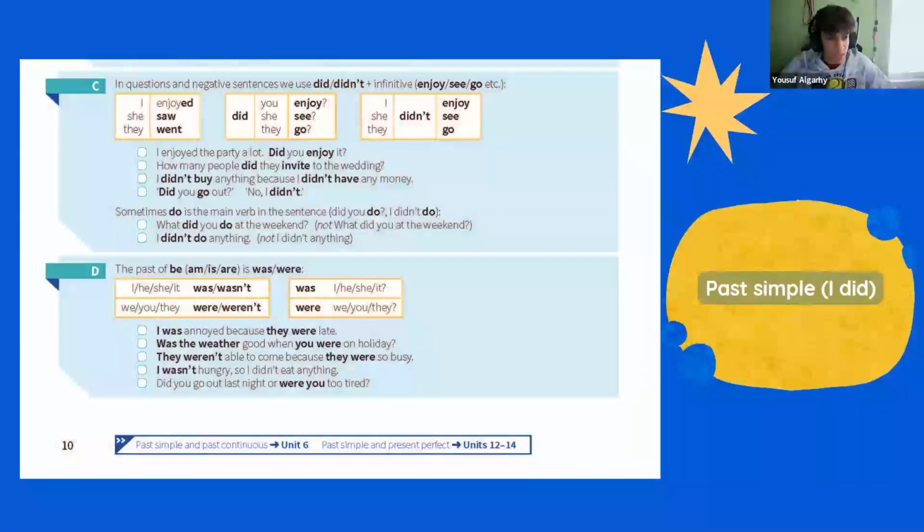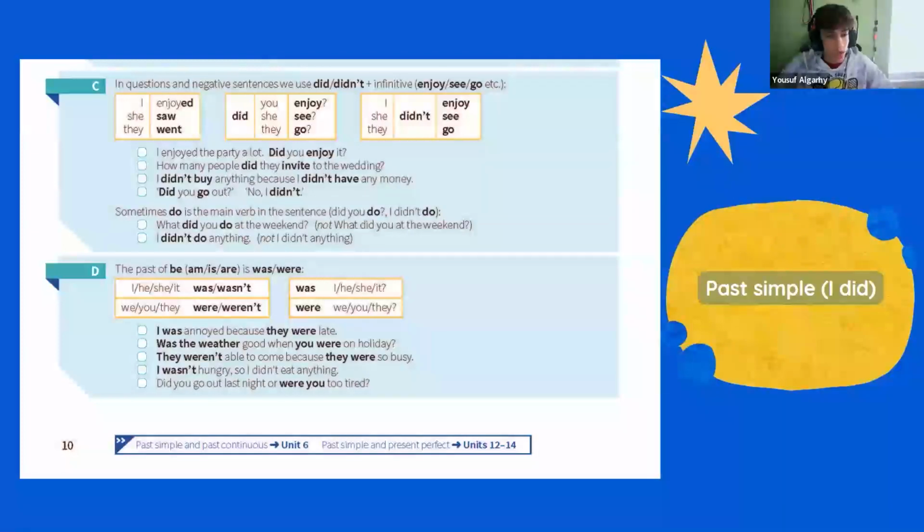So the past of be, like am, is, are, is was, were. Okay. So I, he, she, it: you can use any of those words with was or wasn't. So I wasn't or I was. He wasn't or he was. She wasn't or she was. And it wasn't or it was.